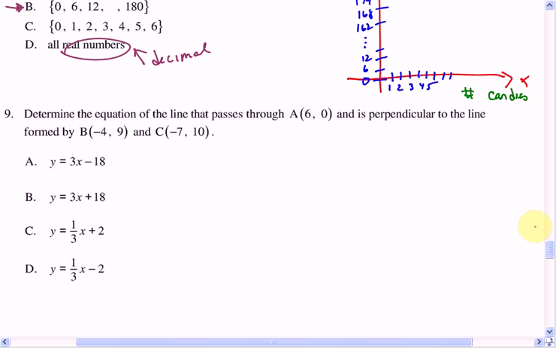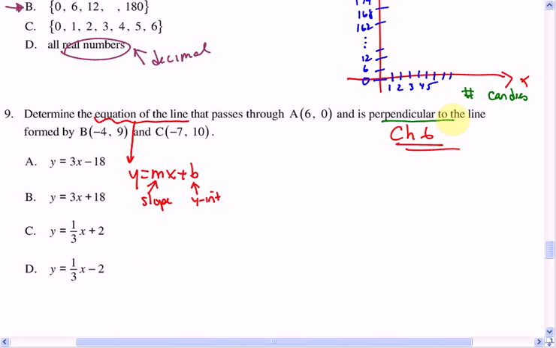All right, here's these nasty questions from chapter 6. Determine the equation of a line that passes through this point and it's perpendicular to the line formed by these two other points. Wow. Equation of a line, you should be thinking to yourself, y equals mx plus b, where m stands for the slope and b is the y-intercept. Okay? But then you see this idea of perpendicular to the line formed by these 2 points.